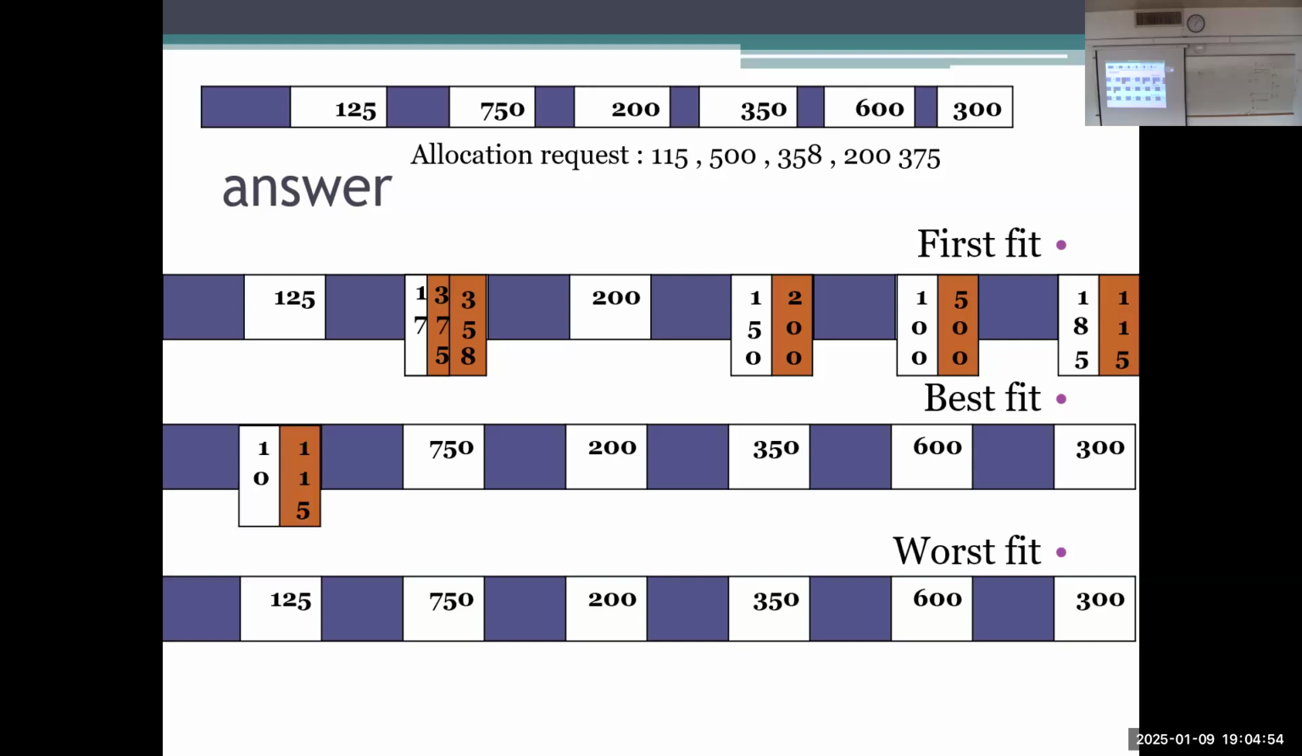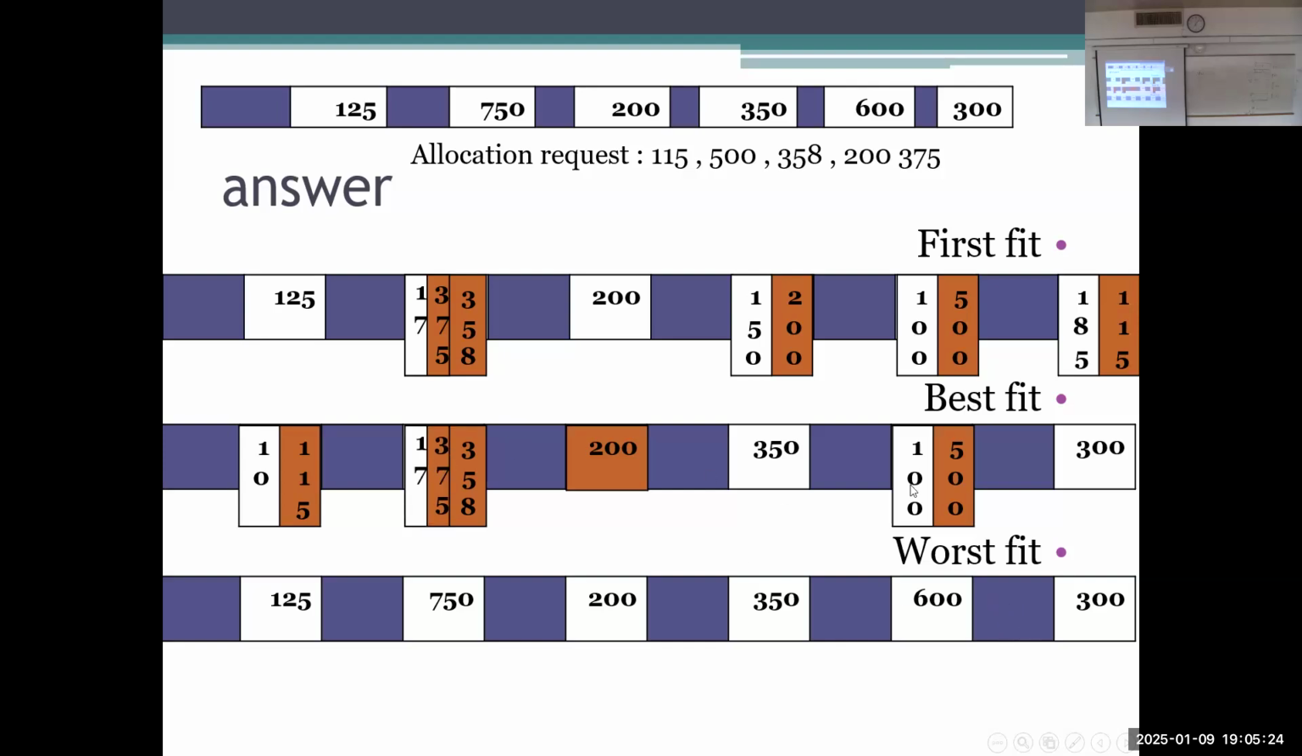Now let's do best fit. 115, right, because we said that. Best fit, 115 should best go over here. Then 500 should go into 600, right? Because it's better than 750. And then 358 should go in this, the only place it can go. And then 200 should go in the 200, obviously. And 375 should go nowhere. No, 392, go here.